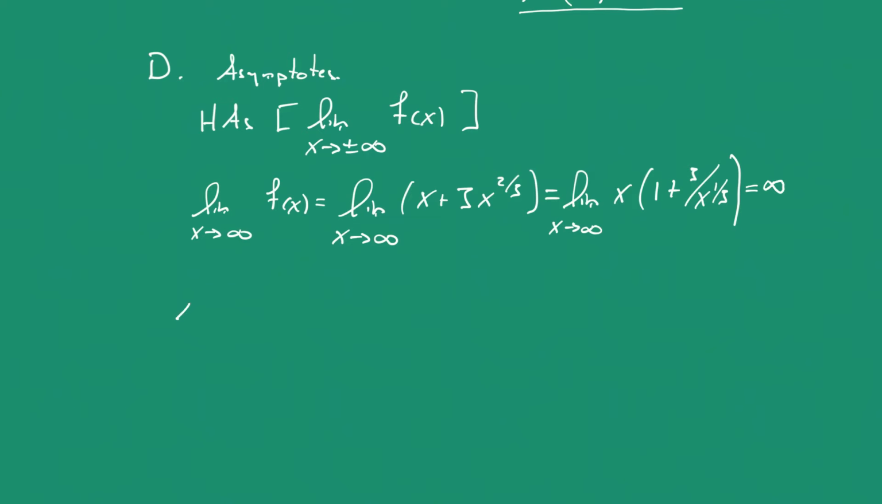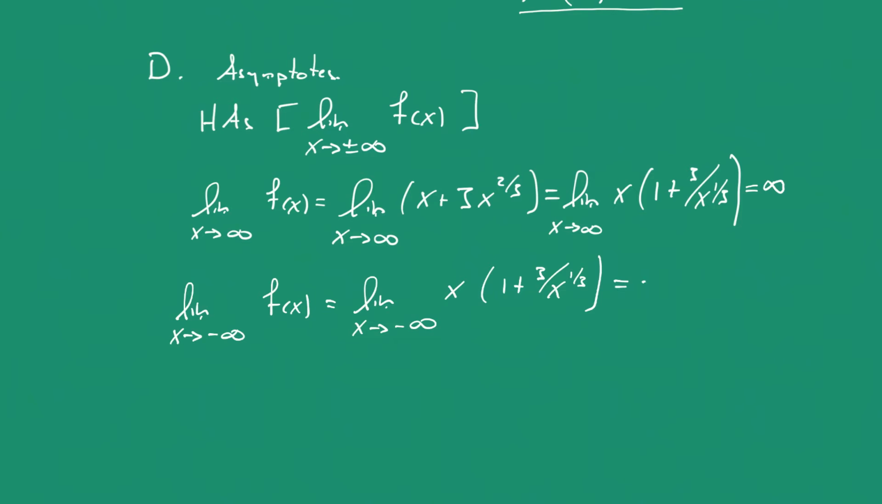And similarly, we can take the limit as x tends to minus infinity. F of x, I'm just going to factor that x out right away. Limit as x tends to minus infinity. We'll have x times 1 plus 3 over x to the 1/3. That second factor, again, is tending to 1 plus 0. And the x part is tending to minus infinity. So large negative times something close to 1 is going to be a very large negative. The overall limit is minus infinity.